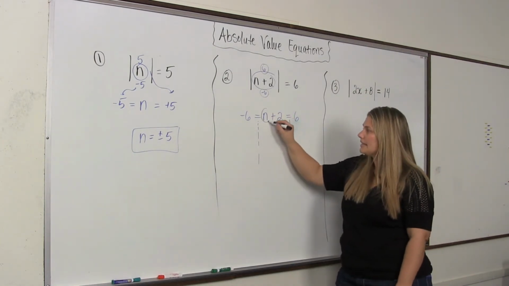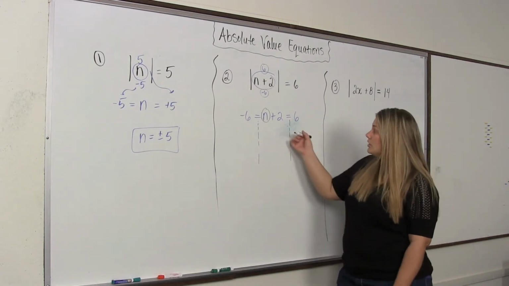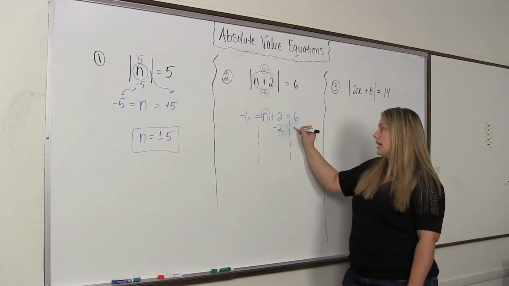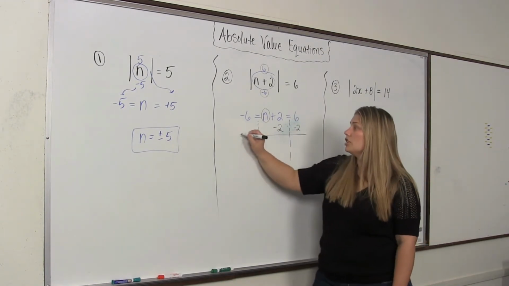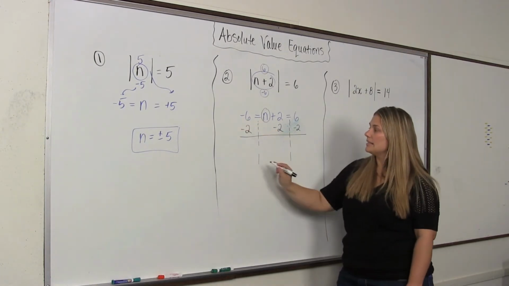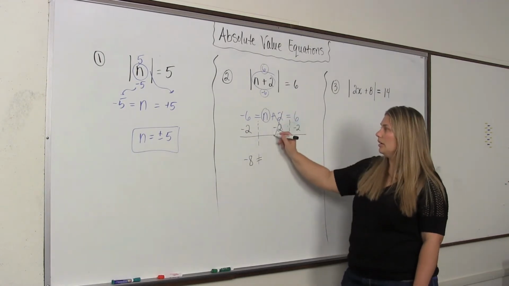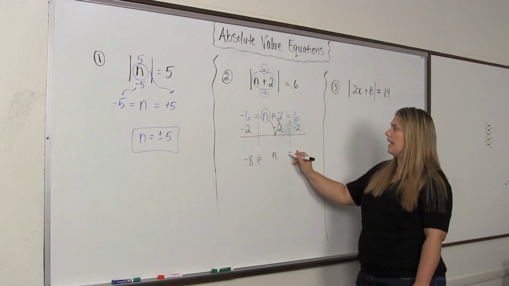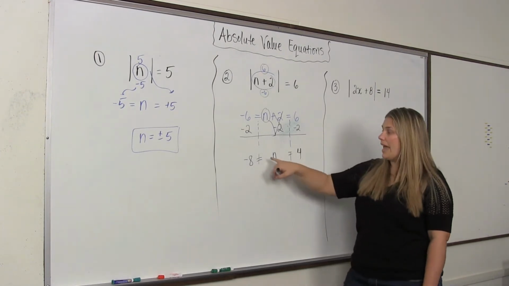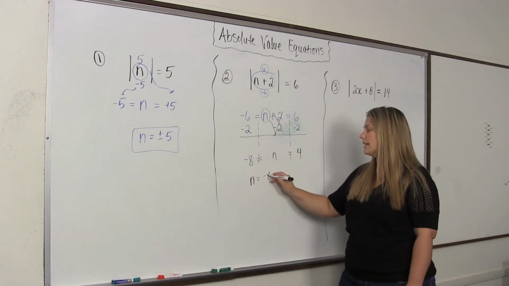So if I want to get this n completely by itself, I have to get rid of that 2. So to get rid of a plus 2, I have to minus 2. But what I do to one side, I have to do to all sides. So over here, same sign, add and keep, I get a negative 8. In the middle, I still have that n, and 6 minus 2 is 4. So n can be a negative 8, or n can be a positive 4.